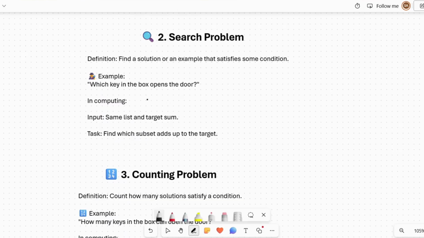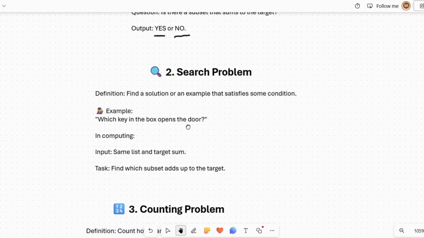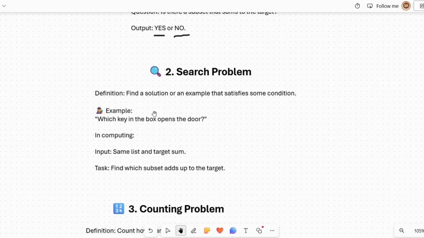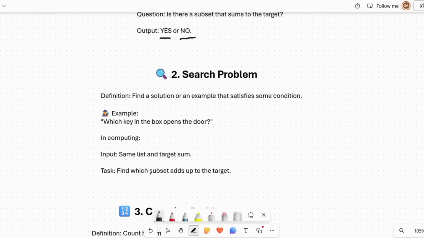Search problem. Definition: find a solution or an example that satisfies some condition. For example, you ask which key in the box opens the door. In a decision problem, you ask whether there is a key in the box that opens the door. In a search problem, if the answer is yes, then we search for the key. This is a search problem, searching for something.